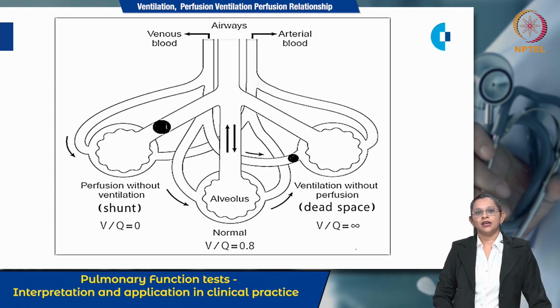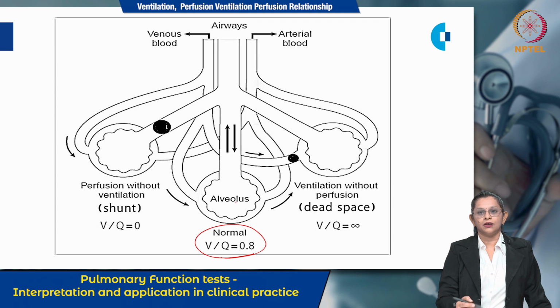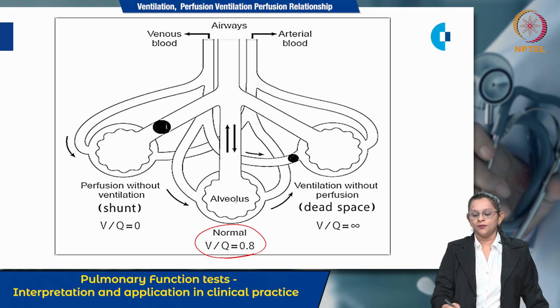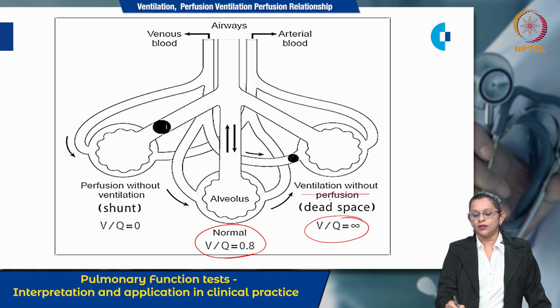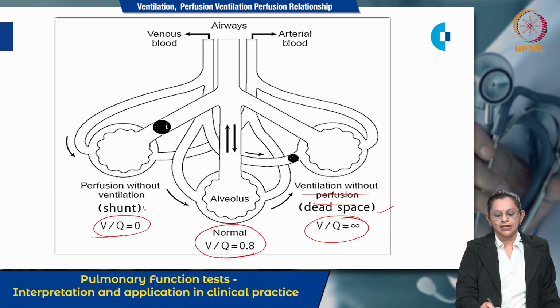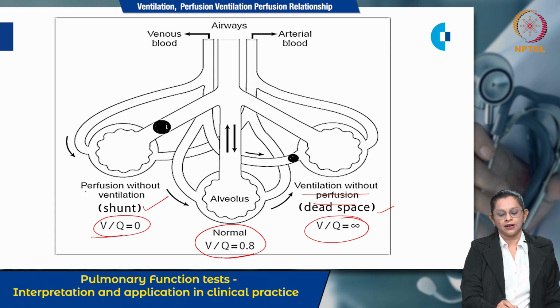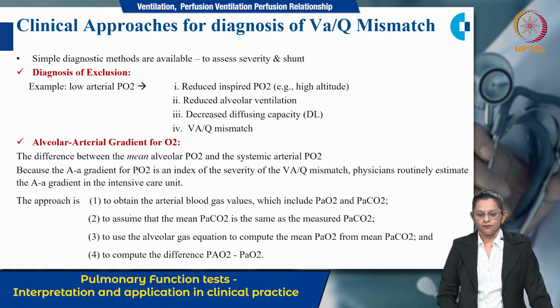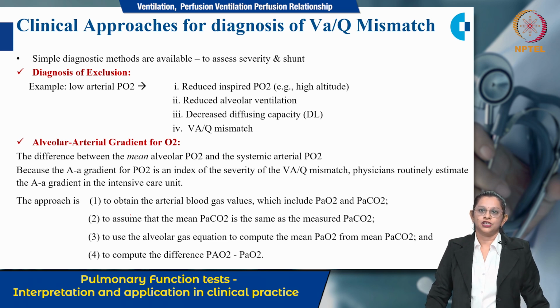This is a diagram which again shows the VA/Q ratio alteration, where there is a normal VA/Q of 0.8 with adequate oxygenation across the alveoli, or VA/Q infinity, that is there is ventilation but without perfusion, which is actually called dead space. When the VA/Q is 0, it is called a shunt because perfusion is present but there is no ventilation. Okay. What are the clinical approaches to the diagnosis of VA/Q mismatch?